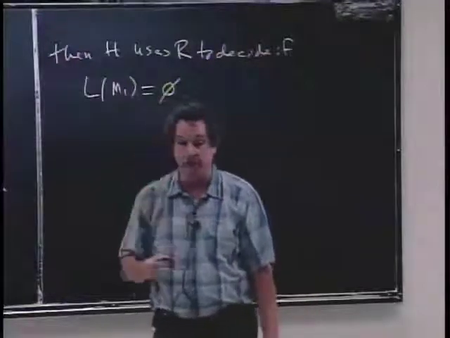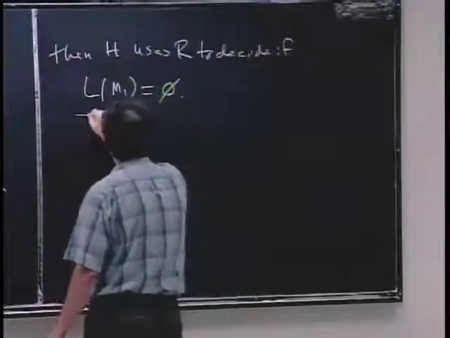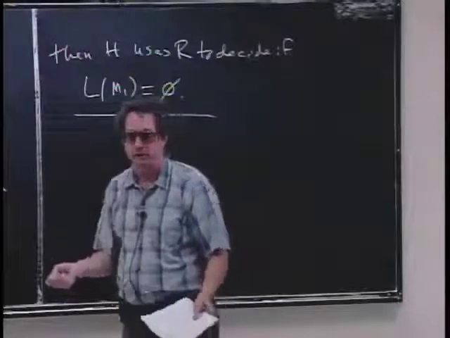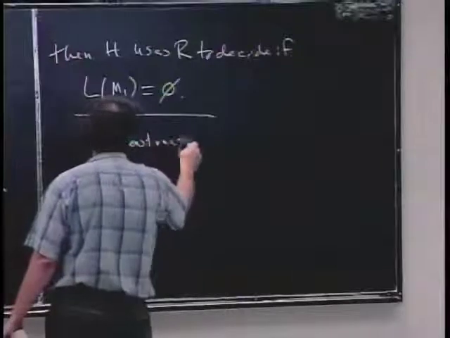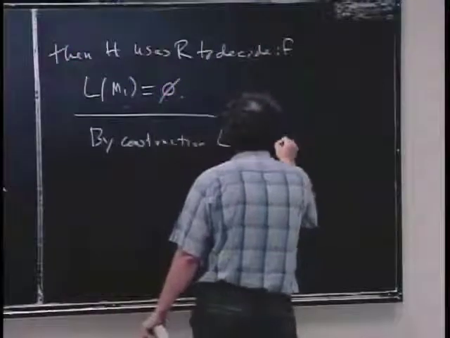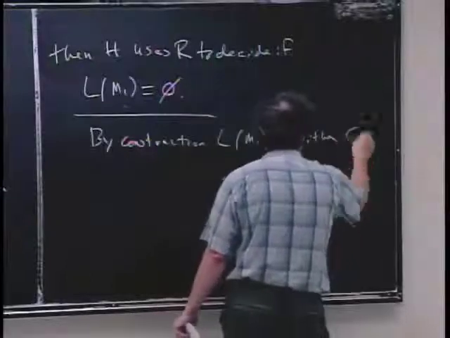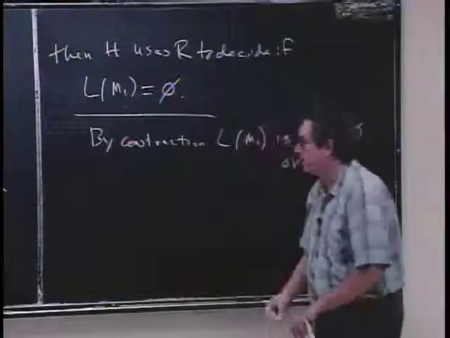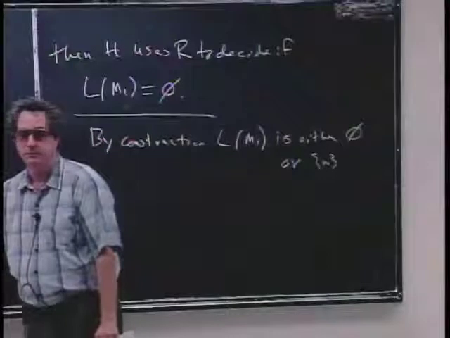Just W, yeah. The only possibility for L(M1) is W. Now, it doesn't necessarily have W in it, but it certainly can't have anything else. Okay? By construction, the language of M1 is either empty or it's just W, because M1 is built to reject everything other than W. Right?